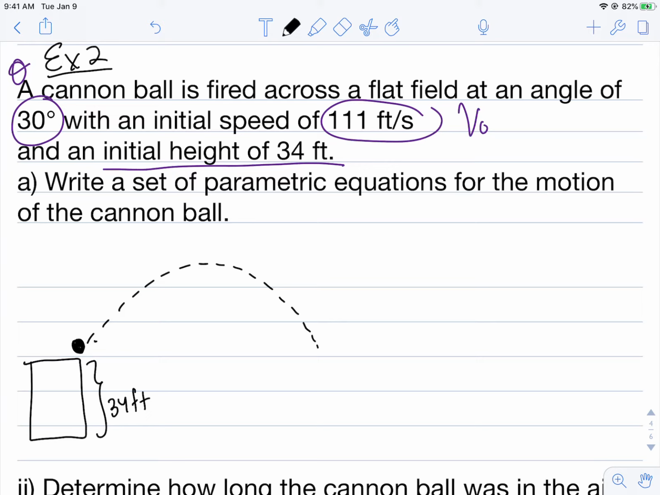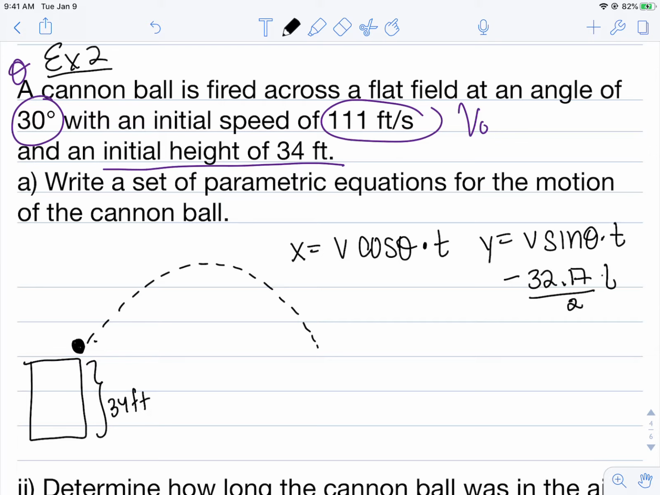Well, our formulas are still the same. We still have x equals velocity cosine theta times t, and y equals velocity sine theta times t minus the constant of acceleration, t squared. But now our y equation has gone up 34 units. So all we need to do is add a plus 34 at the end. Okay.